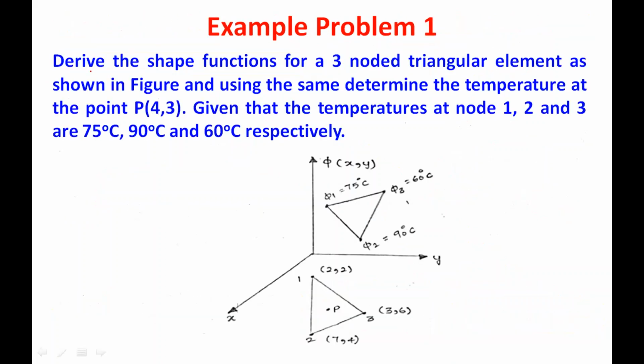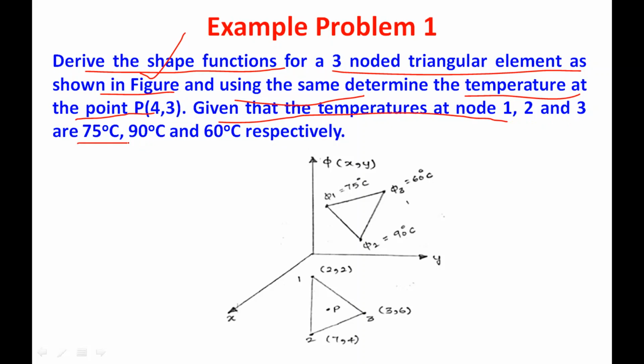First problem: derive the shape functions for a three-noded triangular element as shown in the figure. This derivation we have already seen in the last part. Using the same, determine the temperature at the point P, which is located at x equal to 4, y equal to 3. Given that the nodal temperatures at nodes 1, 2, 3 are 75 degrees, 90 degrees and 60 degrees.